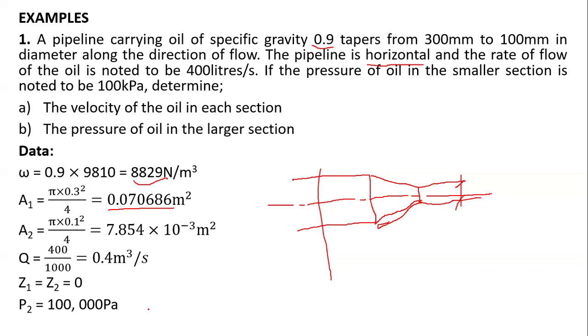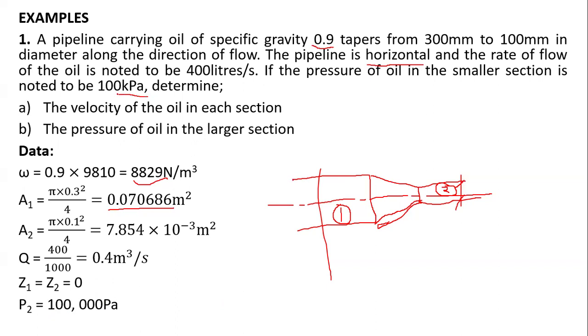Then we've also been taught, because for now we are saying that this is our section 1, and this is section 2, the smaller one. So if that is the case, then what we've been given, according to the question, is that the pressure in the smaller section of the pipe is 100 kilopascals. In other words, pressure 2, because this is for section 2, P2 is 100,000 pascals, 100,000 newtons per square meter.